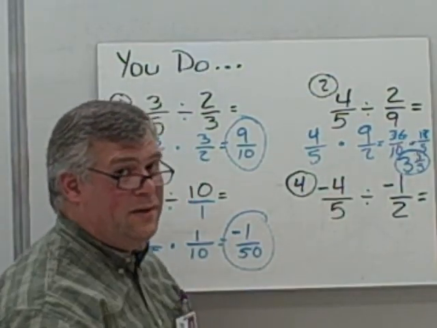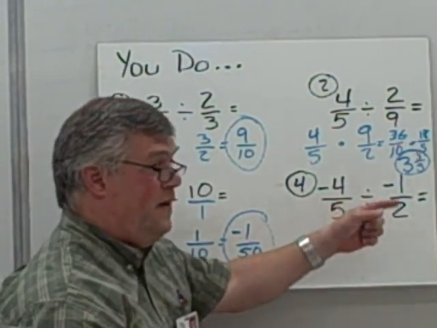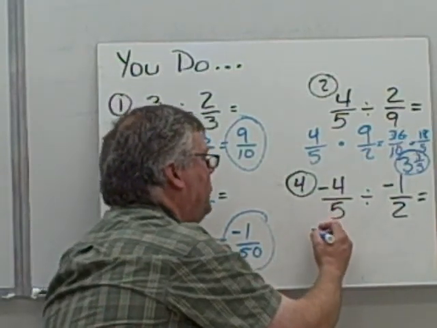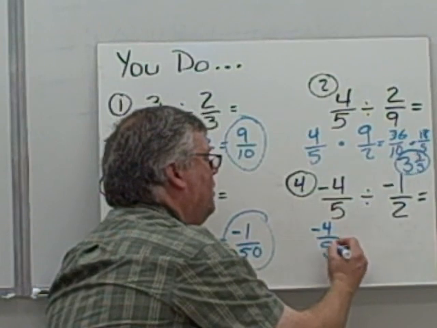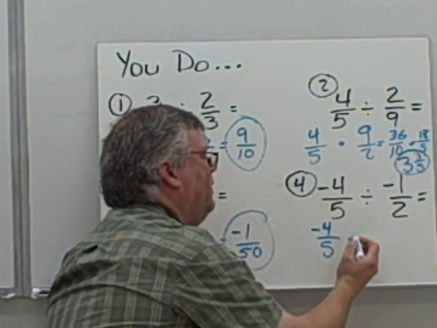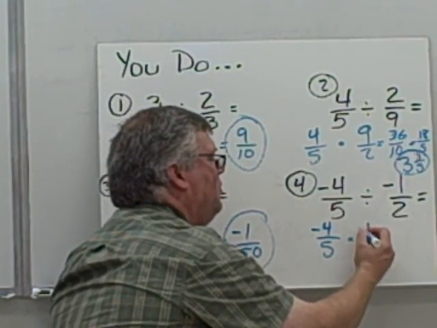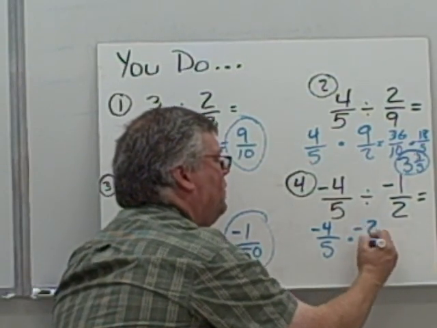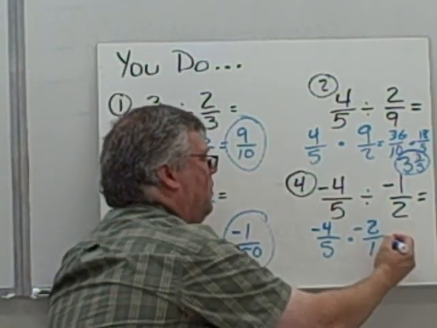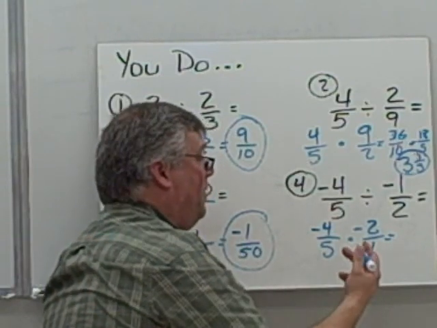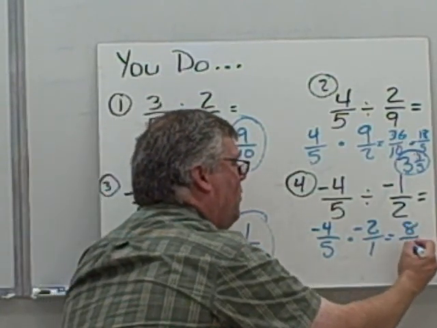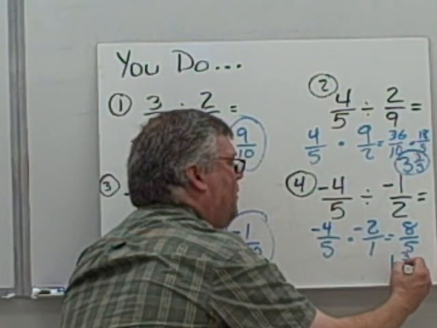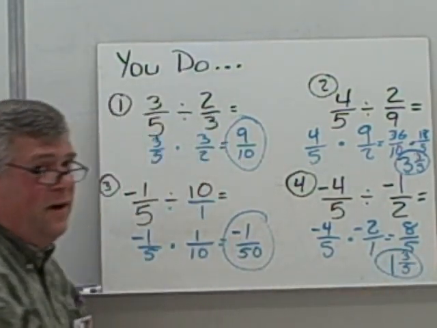Negative divided by negative, I'm going to get a positive. Here I'm going to do the keep it, change it from division to multiplication, and flip it. So instead of having -1/2, I'm going to have -2/1. Negative times negative gives me a positive, so I'm going to get 8/5, which reduces to 1 3/5 for my final answer.